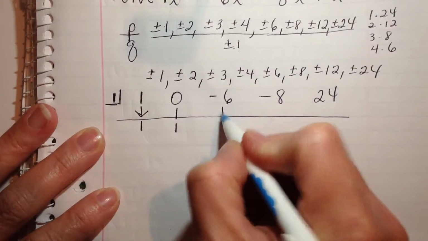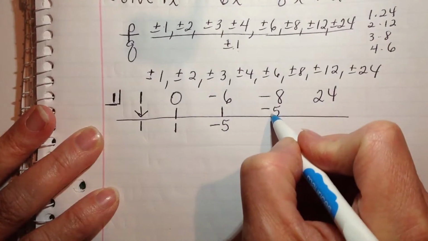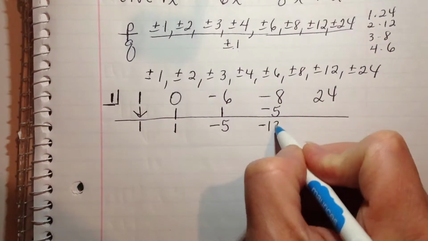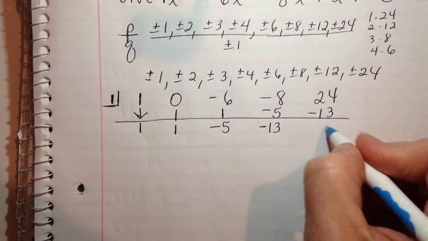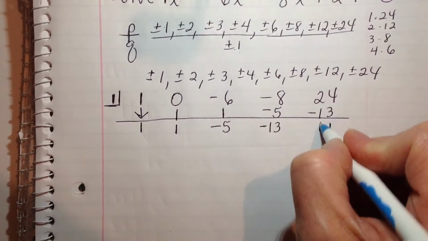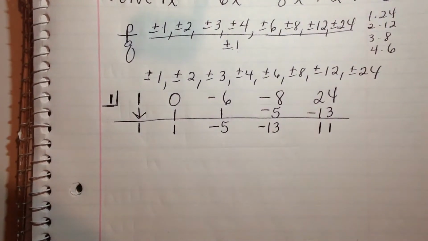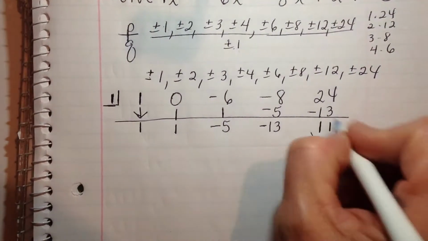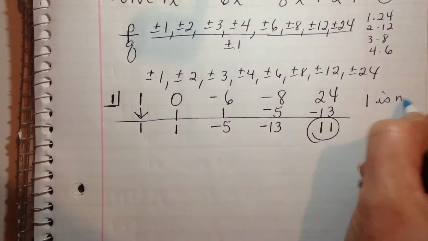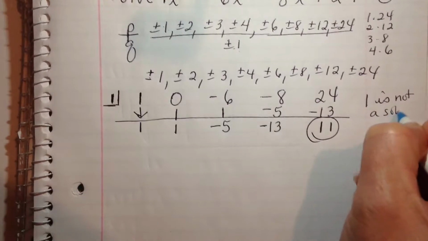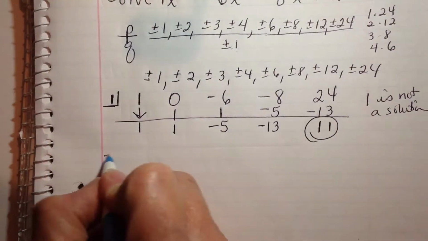1 times 1 is 1, add, we get negative 5. 1 times negative 5 is negative 5, add, we get negative 13. And 1 times negative 13 is negative 13, add, we get 11. So you see that 1 is not a solution because we did not get a remainder of 0. So 1 is not a solution or a zero. Okay? So next, let's try negative 1.